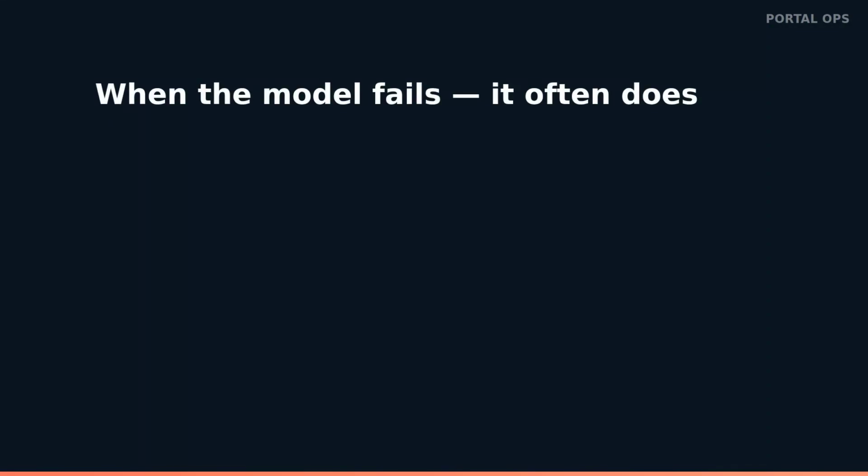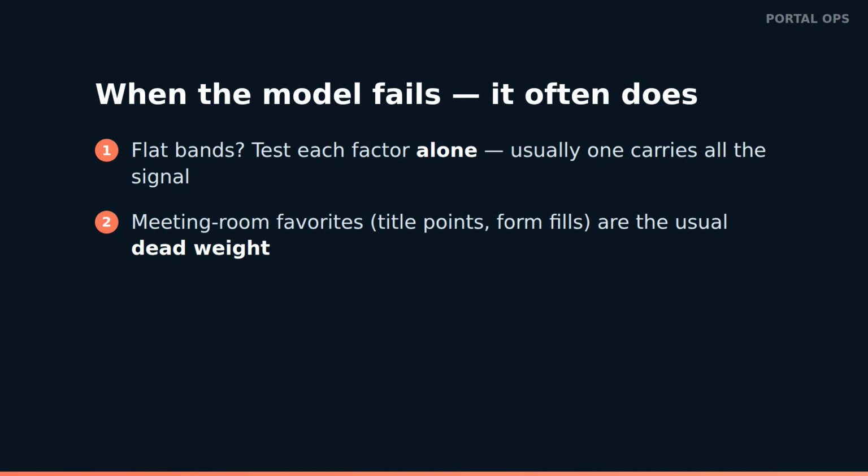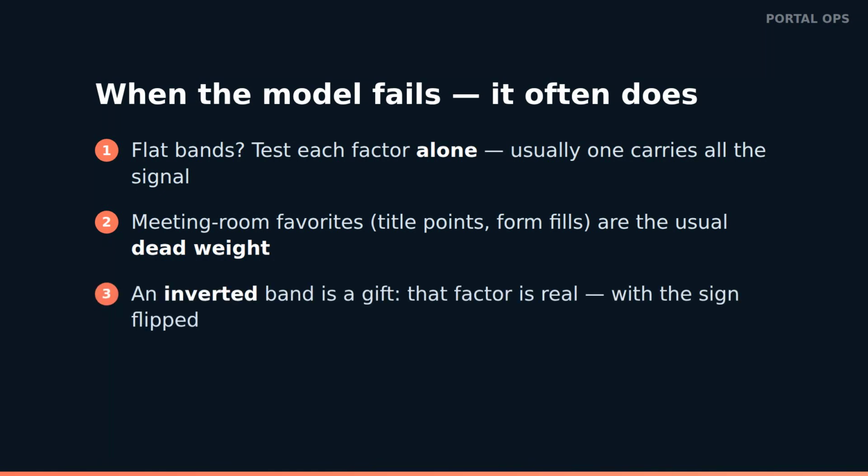Now the part nobody puts on the slide. First draft models fail this test constantly, and that's the backtest working. If your bands come back flat, don't tune point values by feel. Test each factor in isolation. Score on industry alone, separation. Score on demo requests alone, separation. What you'll usually find is that 1 or 2 factors carry all the signal, and the meeting room favorites are dead weight. And if a band comes back inverted, high scores losing more, that's a gift.